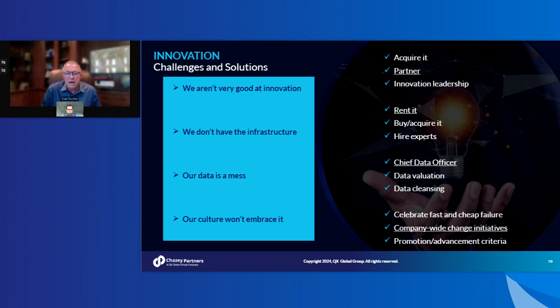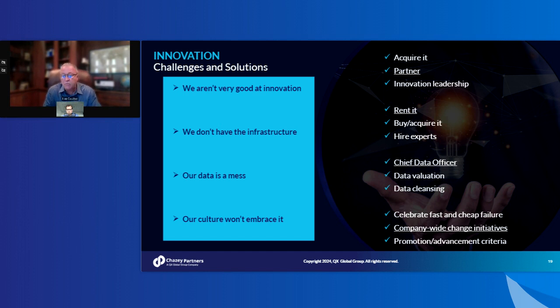So when we talk to folks about innovation, they say, well, we're not very good at it. We don't have the infrastructure. Our data's a mess, and our culture just isn't very good at innovation. Again, you can throw in the towel or go partner for it. Go rent infrastructure. You don't have to build it.